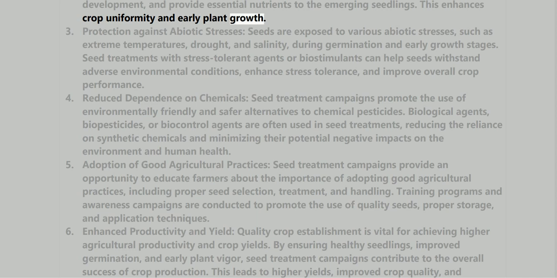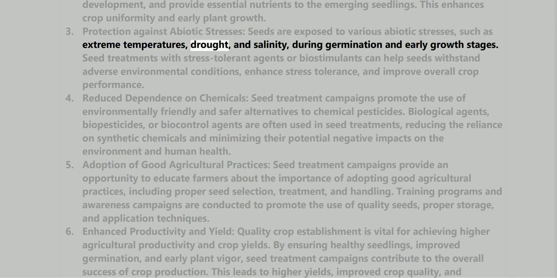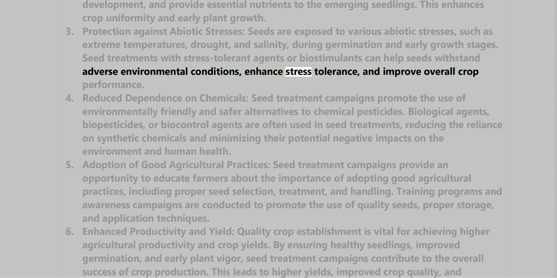3. Protection against abiotic stresses. Seeds are exposed to various abiotic stresses, such as extreme temperatures, drought, and salinity, during germination and early growth stages. Seed treatments with stress-tolerant agents or biostimulants can help seeds withstand adverse environmental conditions, enhance stress tolerance, and improve overall crop performance.